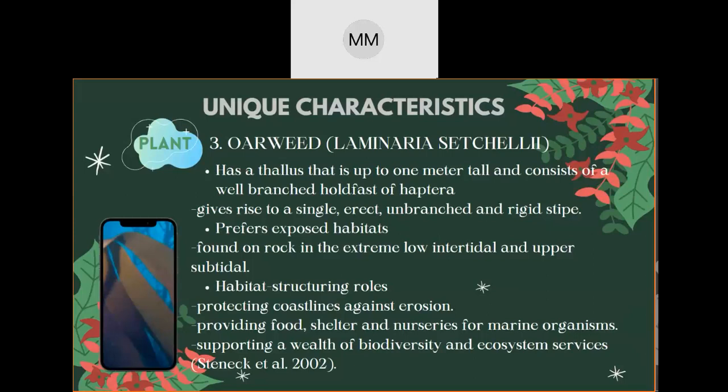Laminaria also plays a habitat structuring role. It can protect the coastline against erosion. It can also provide food, shelter and nursery for marine organisms such as sea urchins and sea stars, and can also support a wealth of biodiversity and ecosystem services.